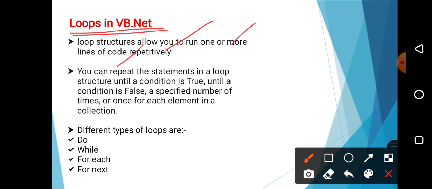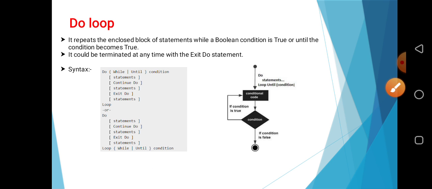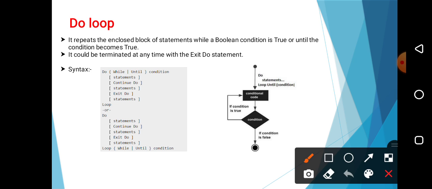You can repeat the statement in the loop until the condition is true. Once the condition is false, it will stop. The different types of loops are do, while, for each, and for next. The first one is the do loop. As I said before, a loop is used to repeat some task or block of statements until the condition is true or until the condition is false. It can be terminated at any time with the exit do statement.